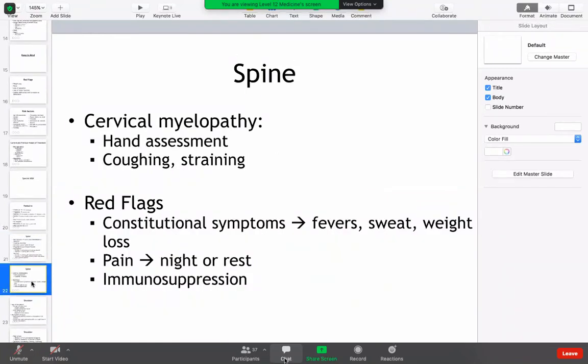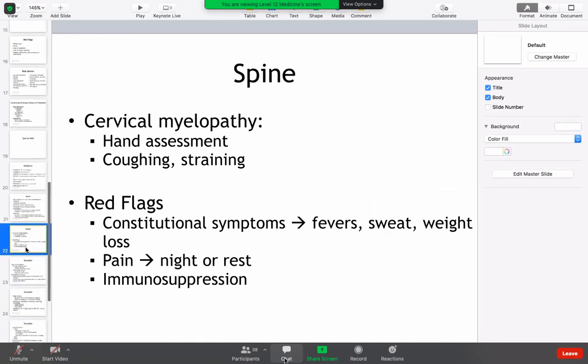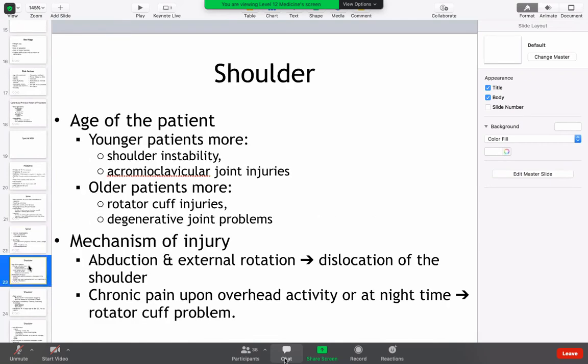Cervical myelopathy is also very important in the spine. Assess the hands, and ask if there's any history of coughing or straining. Red flags in the spine are very important: constitutional symptoms like fever, sweating, weight loss, pain at night or rest, and also immunosuppression, which can also be a major risk.